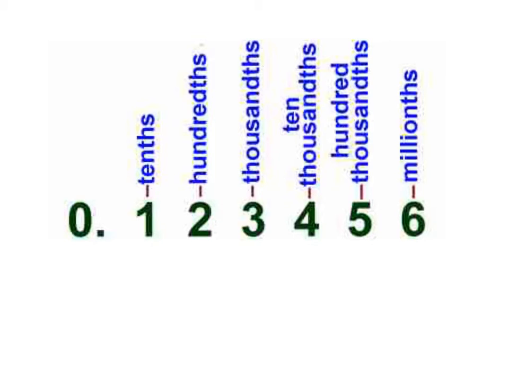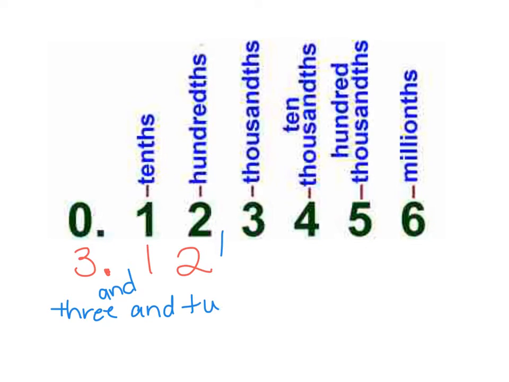Let's say I had a number that was 3.12. And whenever we see the decimal point, we read that as and. So if I write this, I would say 3 and then I'm on the hundredths here, so I would say and 12 hundredths.